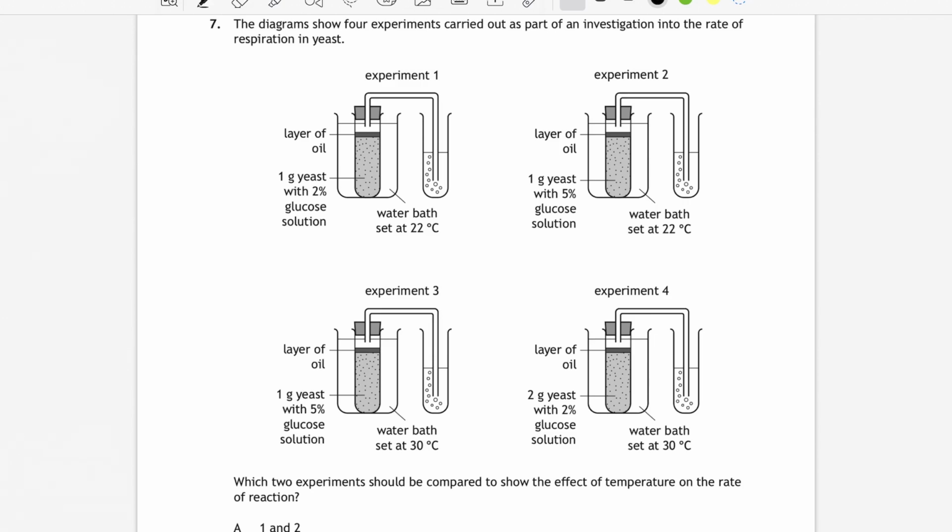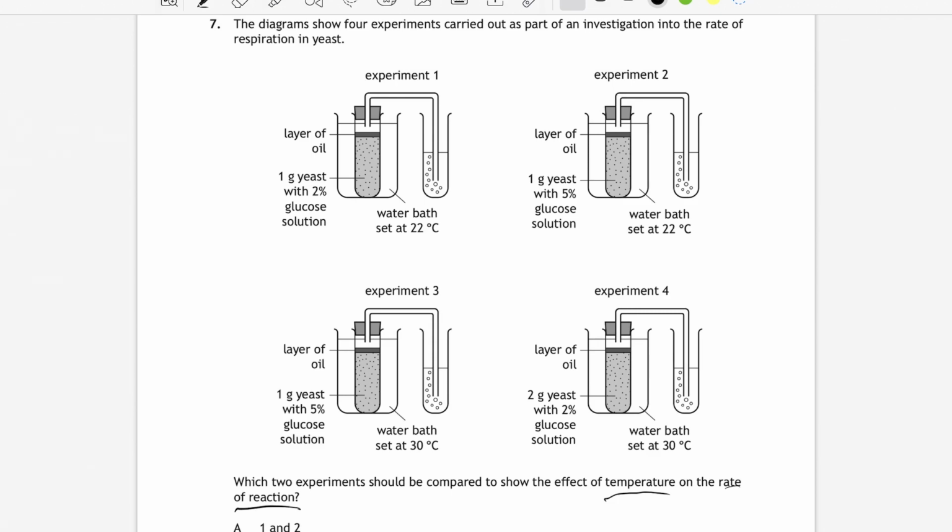So, which 2 experiments should be compared to show the effect of temperature on the rate of reaction? So we're looking for temperature on the rate of reaction. So the only thing we want to see change here is going to be the temperature. So if we have a look, we're going to have a look at 1 and 2. With these sort of questions, I always go through all A, B, C, and D and just double check.